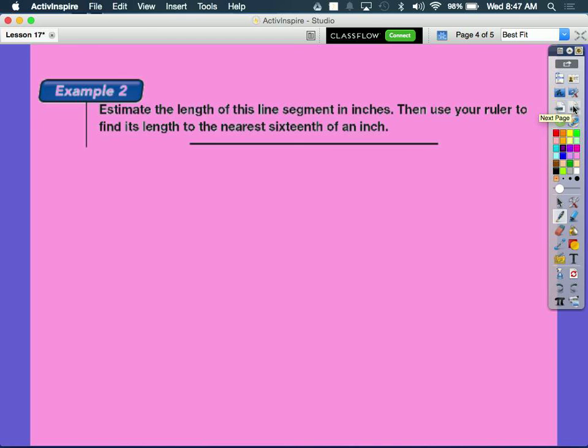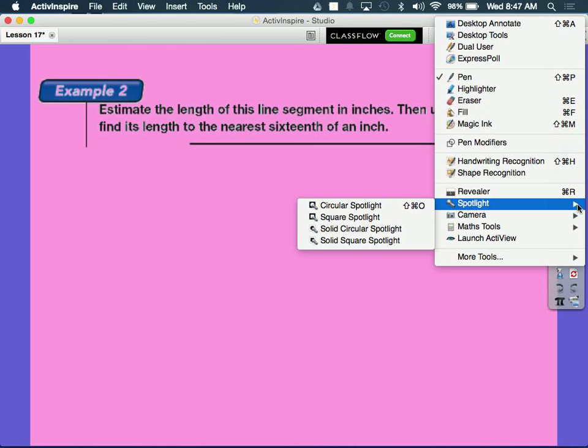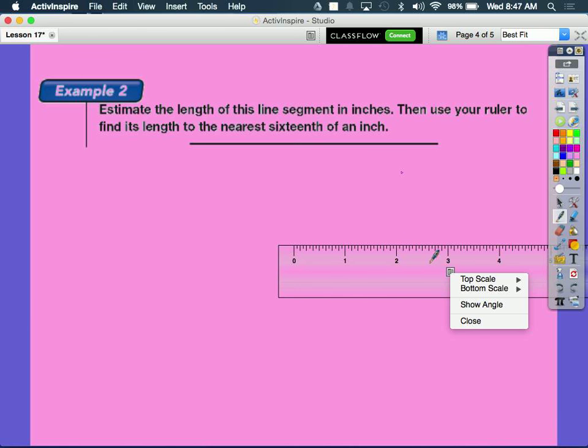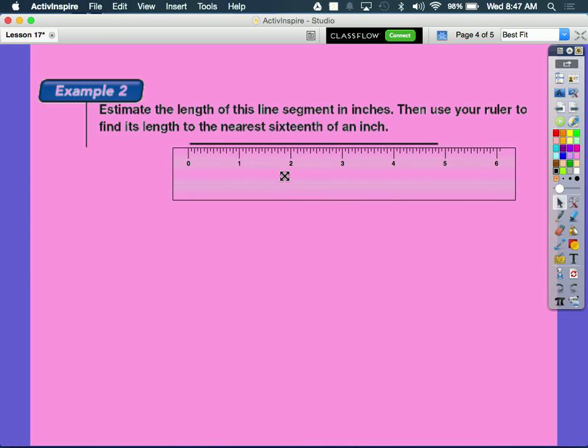It says estimate the length of the segment in inches and use your ruler. Find its length to the nearest 16th of an inch. So you can estimate it while I'm getting out the ruler. Hold on, there we go. Okay. So I'm going to put it right there. So notice I have it lined up at 0 here.